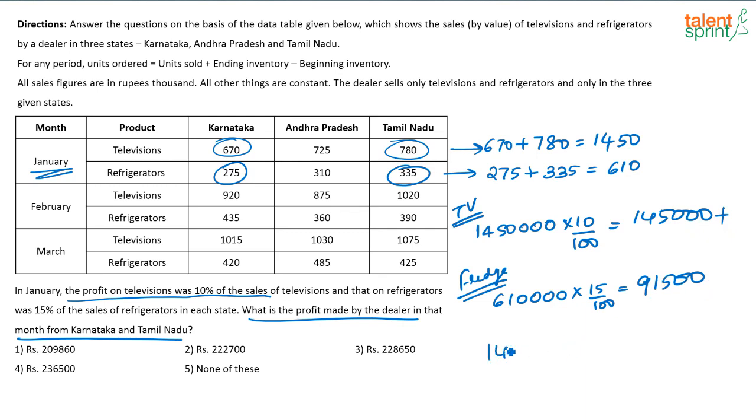So the answer will be, I am basically adding these two only. The answer will be 236,500. Option 4. Good. So let's move on to the next question.